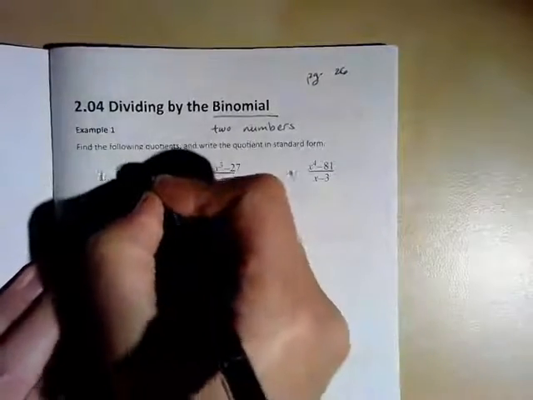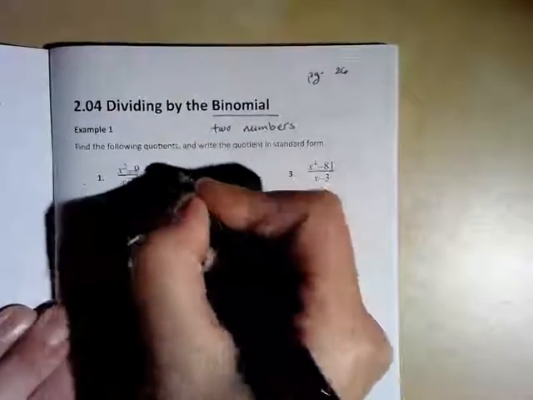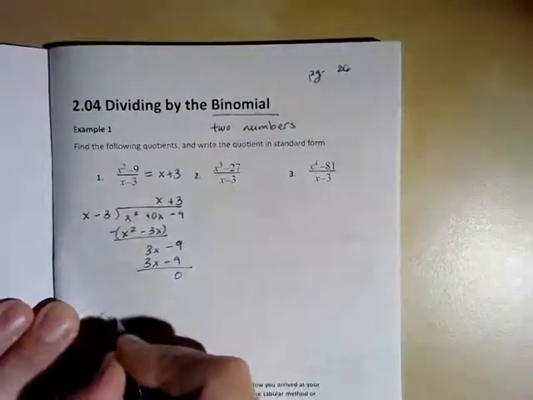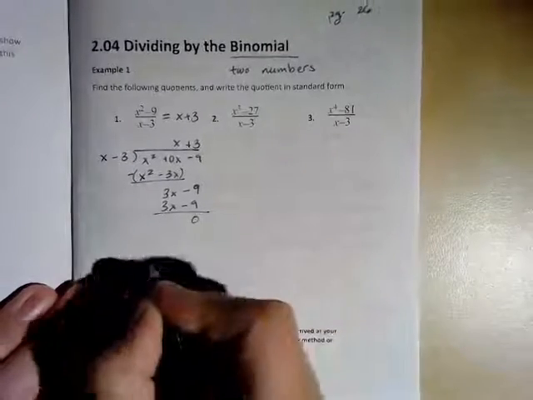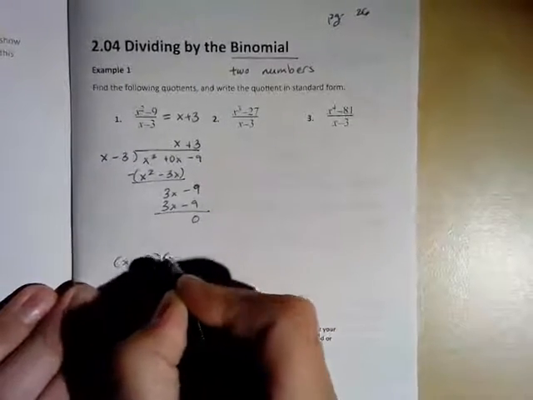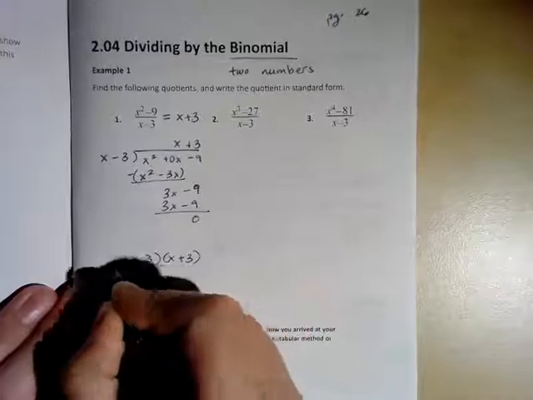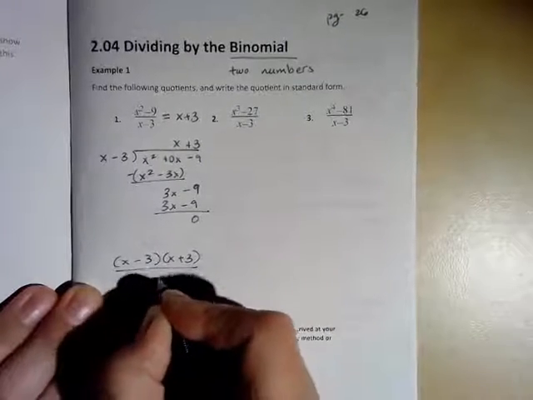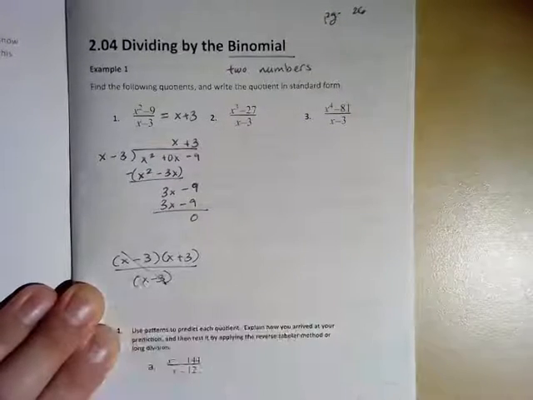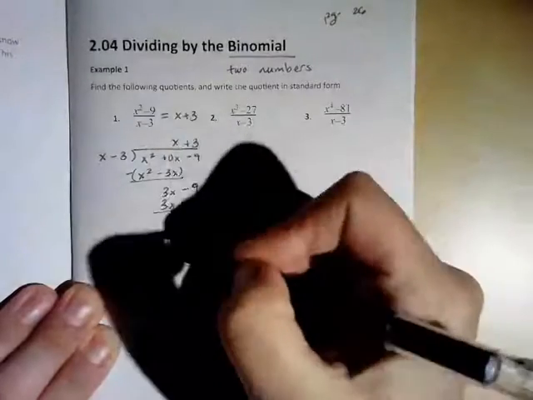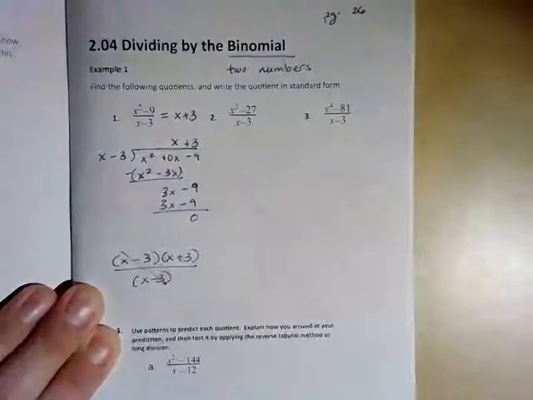How very convenient. And in fact, if I wanted to, I could have noticed that this was actually just a difference of squares problem. The numerator would factor to x minus 3, x plus 3. The denominator is x minus 3, and any number divided by itself is 1. This is a really good way to cross-check any of your division.